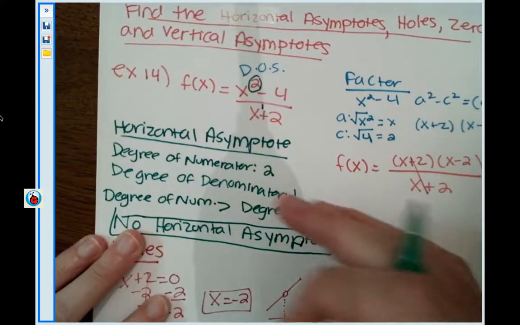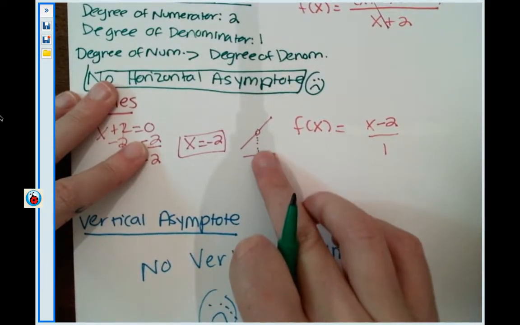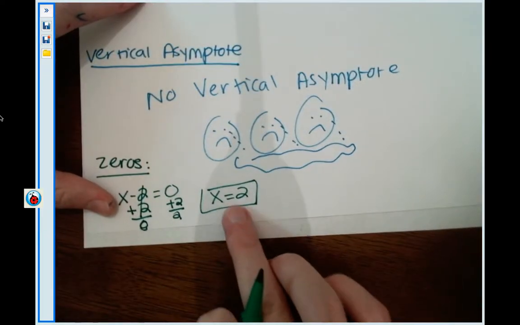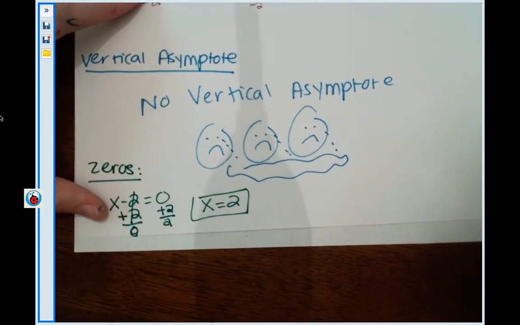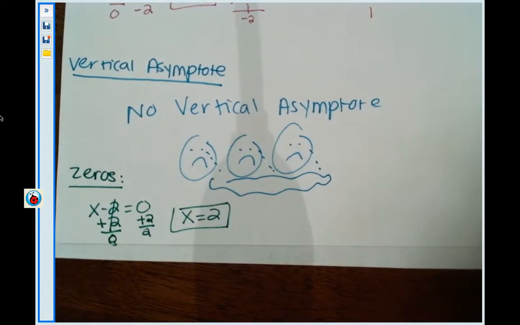Alright, so this graph will have no horizontal asymptotes. It will have a hole at x equals negative 2, so be on the lookout for that. And it will hit the x-axis at 2. So pretty cool, right? Pretty cool. Alright, well, that's it for that problem.